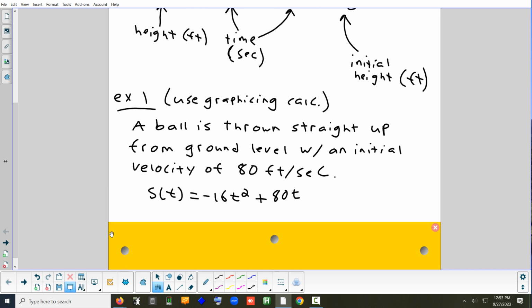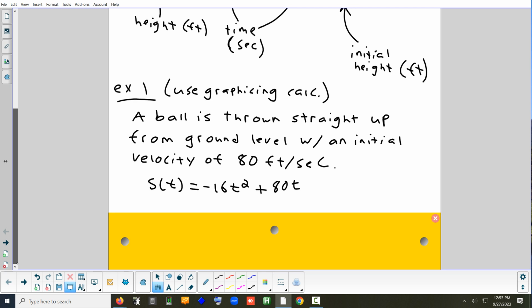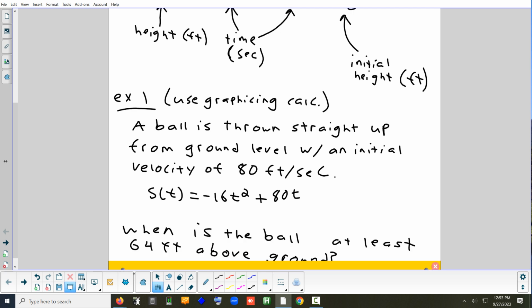So now I'm going to give you a piece of information that allows you to solve it. I want to know when the height is at least 64 feet. What is that? At least 64 feet. Turn that into an inequality symbol for me. Greater than or equal to. Yep.